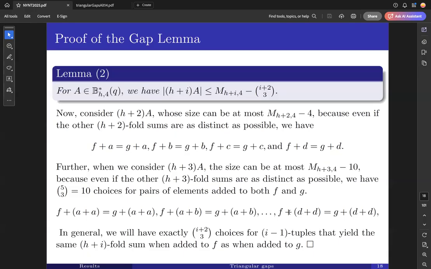So for the H fold sum set's maximum size and the H plus 1 fold sum set, we're missing 1, but then missing just one sum there causes this sort of chain reaction where we miss consecutive tetrahedral numbers with each iteration. So that's the proof of the gap lemma.